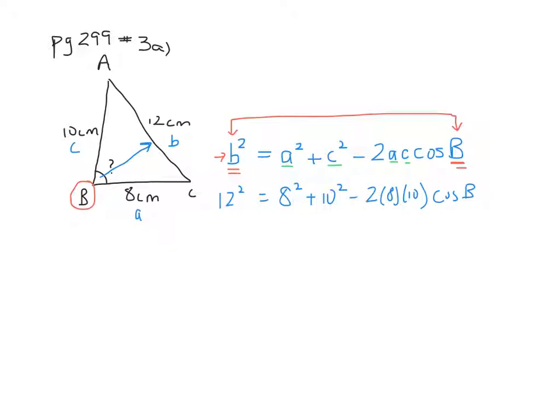All right, we're going to move these two pieces to the other side by undoing them through subtraction. So we still have our 12 squared. We're going to have a minus 8 squared and a minus 10 squared. And that will equal the negative 2 times the 8 times the 10 times the cosine of angle B.